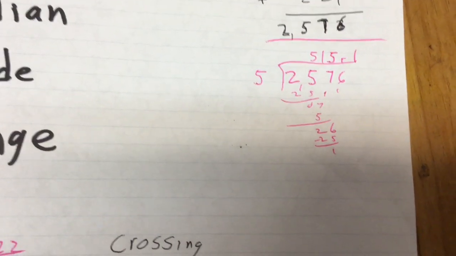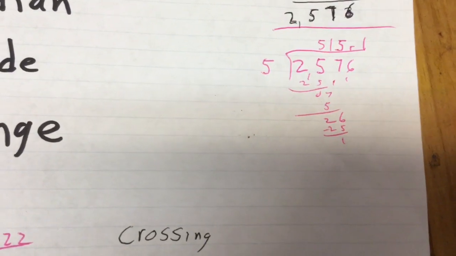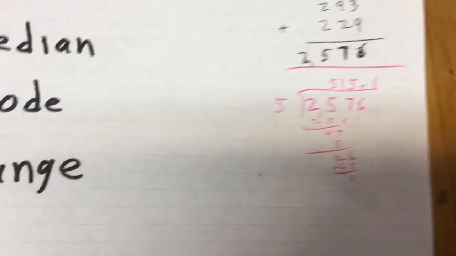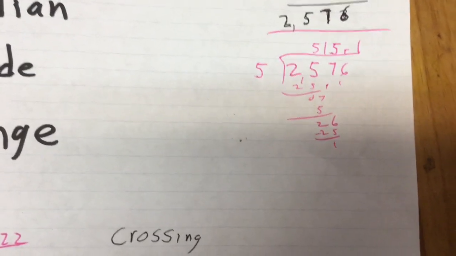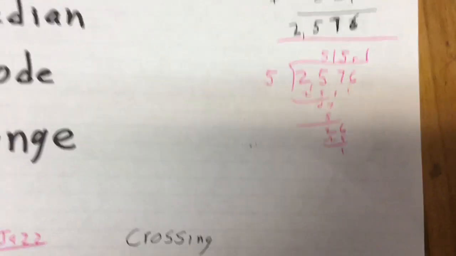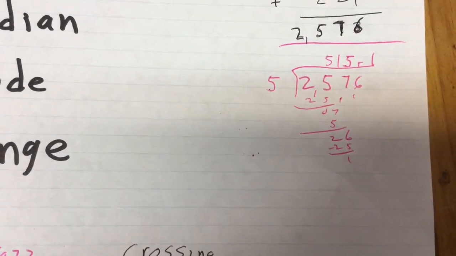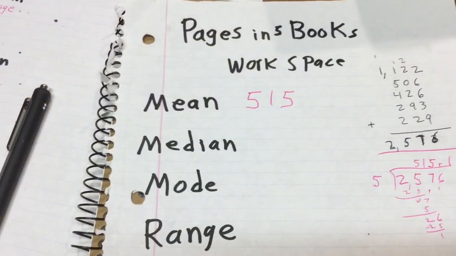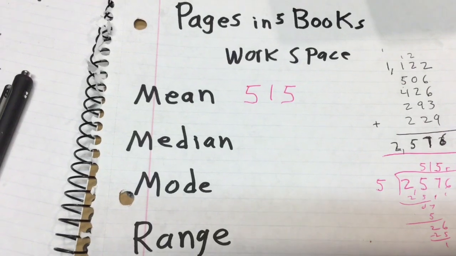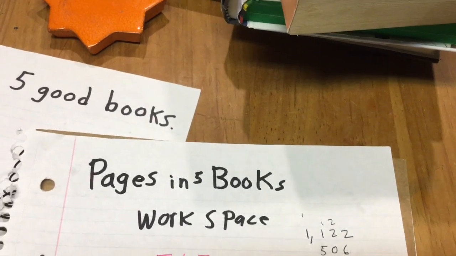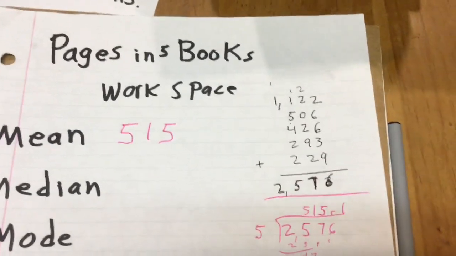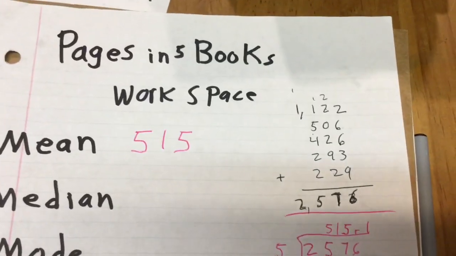So when you divide the total amount of pages, 2,576, by the amount of books, 5, this is the number I get. 515, remainder of 1. If I use a calculator, that would be 0.2. Either way, let's estimate to 515. That's the average amount, or the mean, of all my 5 books. So there's my mean, 515 pages. It kind of makes sense because my biggest is 1,200 or 1,122, and my smallest is in the 200s. So somewhere in the middle there, that makes sense to me.